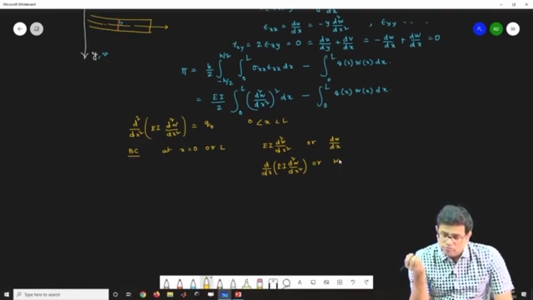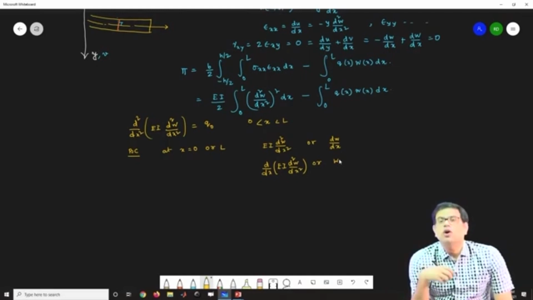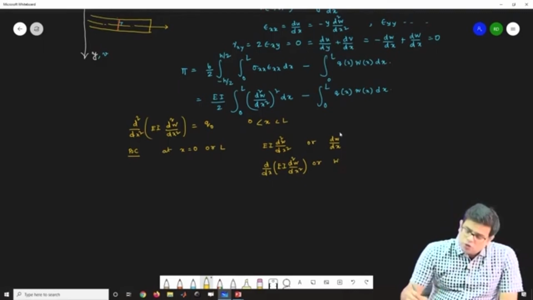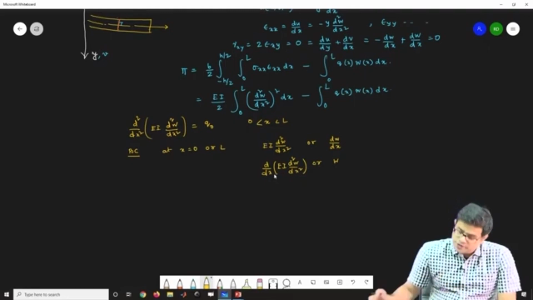Now one important thing from here: we can observe that shear force and displacements are conjugate pairs, and slope and moment are the conjugate pair. So either slope or moment has to be specified, or displacement or the shear force has to be specified.